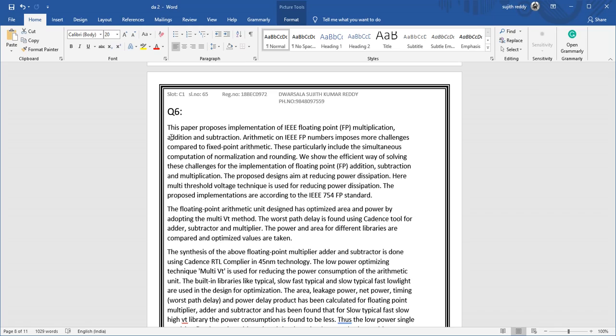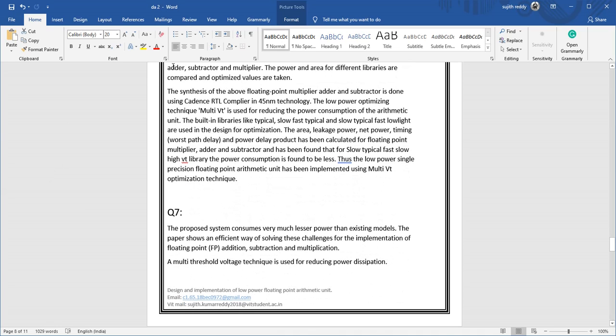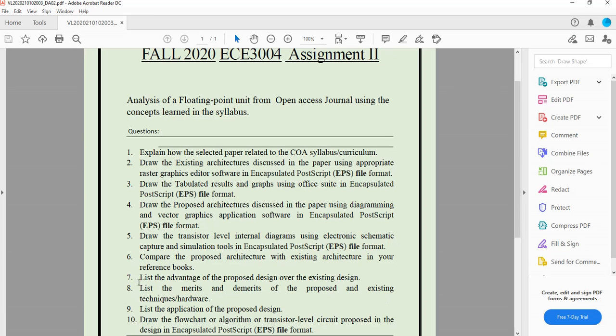The proposed implementation is according to the IEEE 754 floating point standards. So from the above we can compare it. So for the seventh question, list the advantages of the proposed design over the existing design.